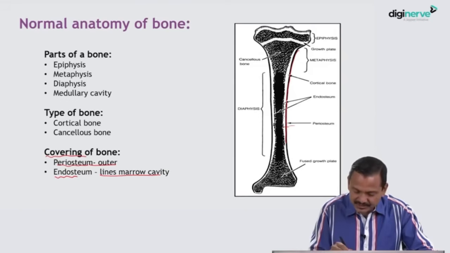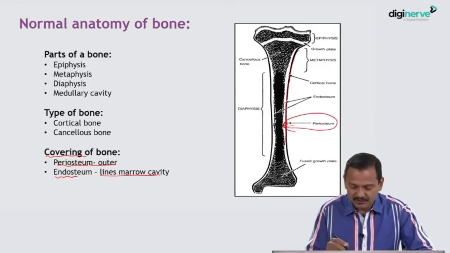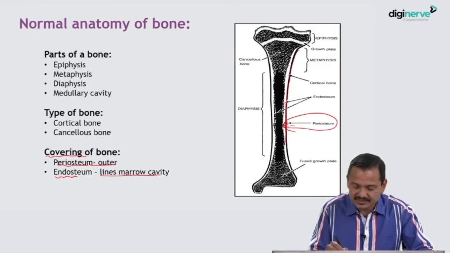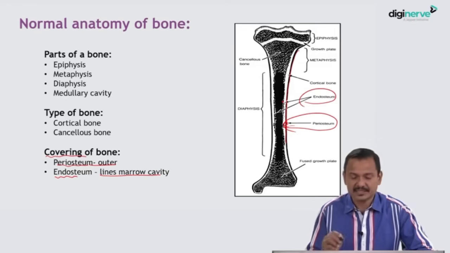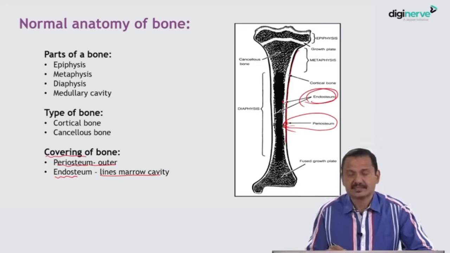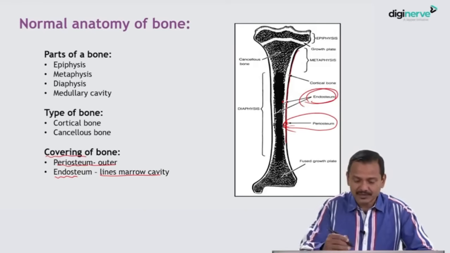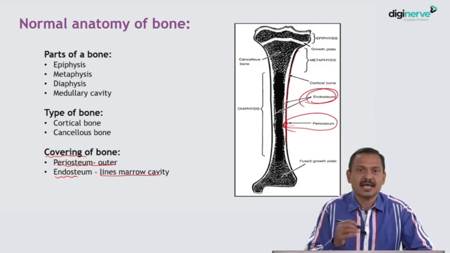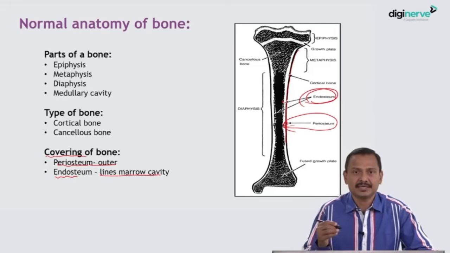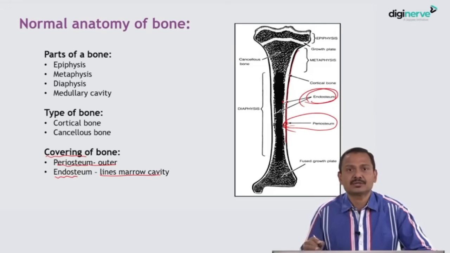If you see this picture, the outer thicker layer is called the periosteum, whereas the inner thinner single layer which lines the marrow cavity is called the endosteum. Now you have to remember epiphysis, metaphysis and diaphysis, as I will be talking about them in detail during different pathological processes. Now let's see a few points on osteomyelitis.